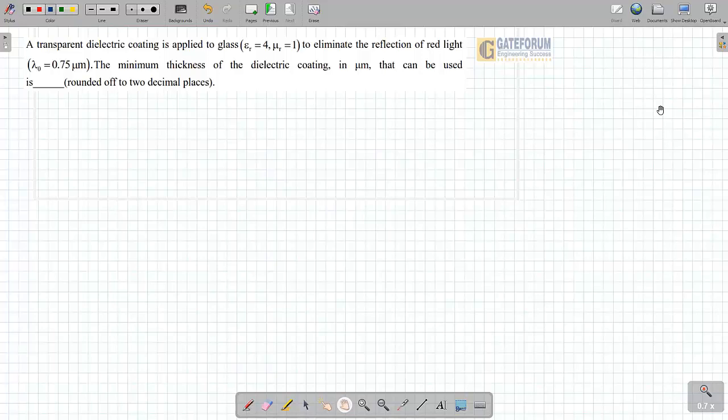Question from electromagnetic theory. A transparent dielectric coating is applied to a glass to eliminate the reflection of red light. Okay. Lambda is given as 0.75 micrometer. The minimum thickness of the dielectric coating in micrometer that can be used is. So the dielectric coating is something acting like a impedance matching, right? So if impedance are matched, then reflection will not take place because the reflection coefficient will be zero.